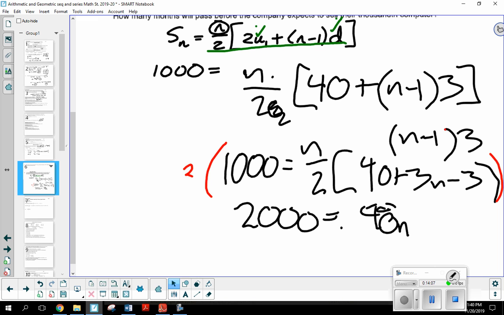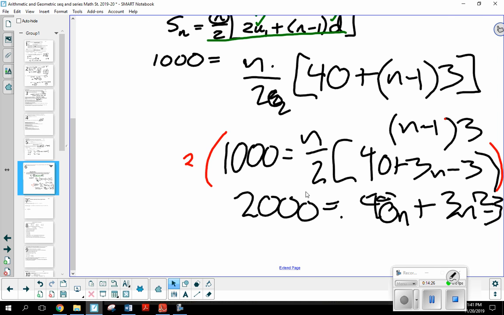Good, good. 3n squared, minus 3n. There we go. Because that 3 would have the n distributed to it as well. Okay, so now we're almost there.